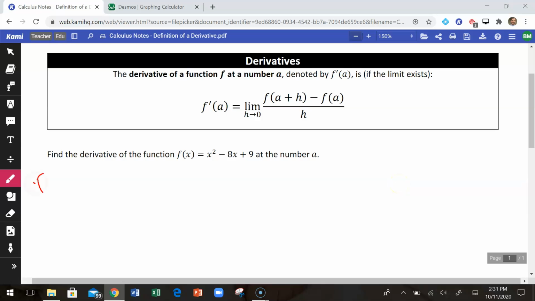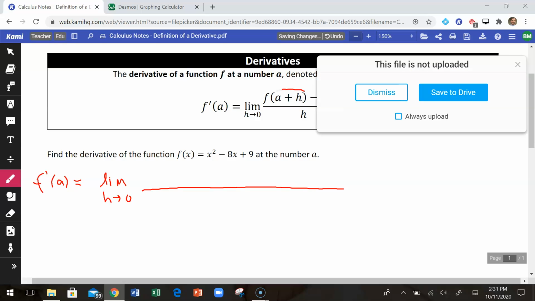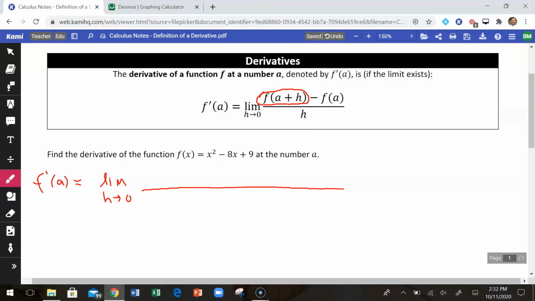So f prime of a is going to equal the limit as h approaches 0 of, now on top here we're doing f of a plus h, right? So what this means is that every single place that we have an x in the function, we're going to replace it with a plus h. So we're going to do a plus h squared minus 8 times a plus h plus 9. That is all f of a plus h. Then we're going to do minus f of a. And f of a would say, well, just replace all your x's with a's. A squared minus 8a plus 9.